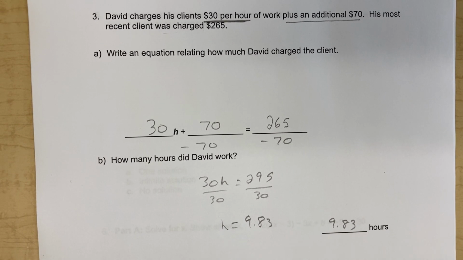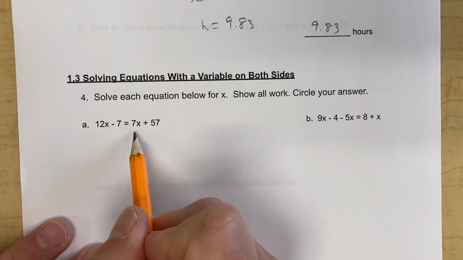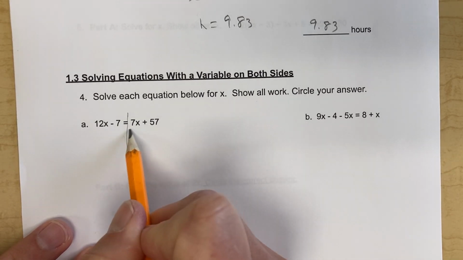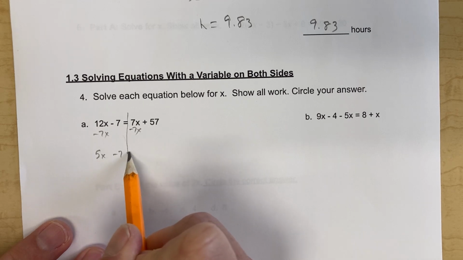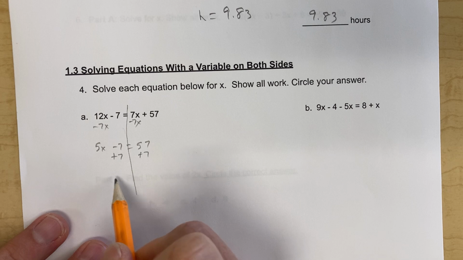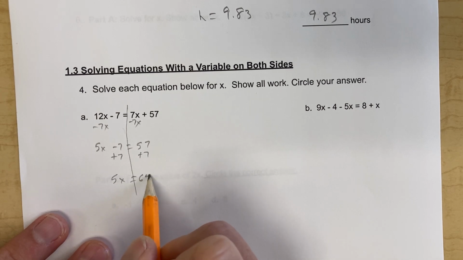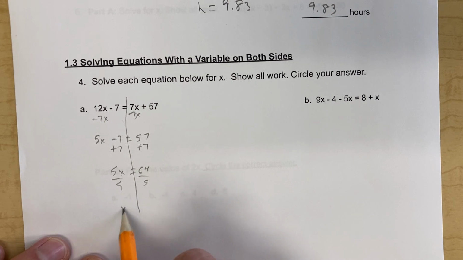Okay. All right, then we're solving these with variables on both sides. So I want to get rid of one of the variables. I'm going to get rid of the 7x. It goes away. We got 5x minus 7 equals 57. And then we're going to add 7. So 5x equals 64. And we're going to divide by 5. And that'll give us x equal to 12.8, I believe, when we do that.